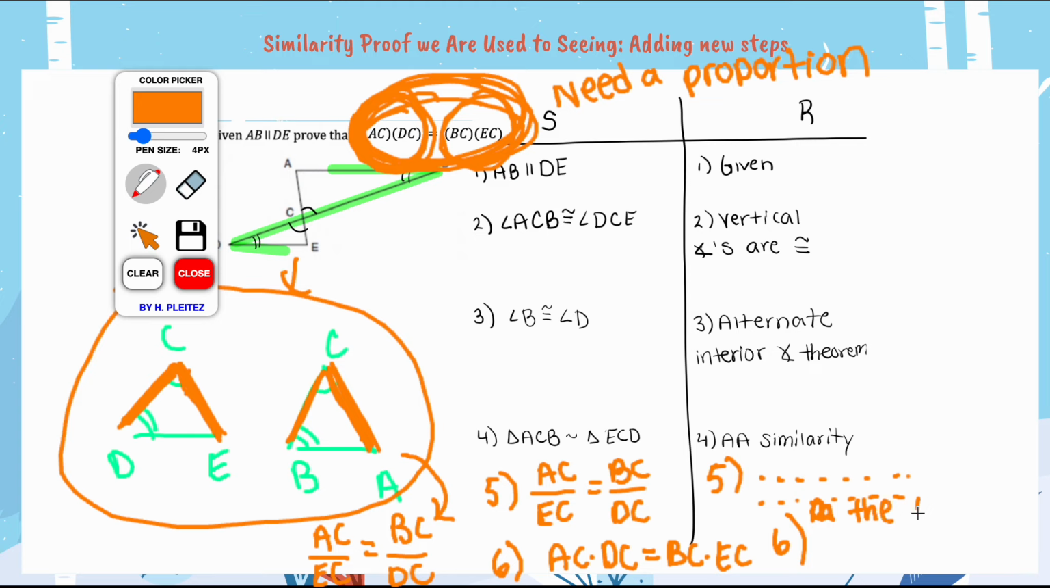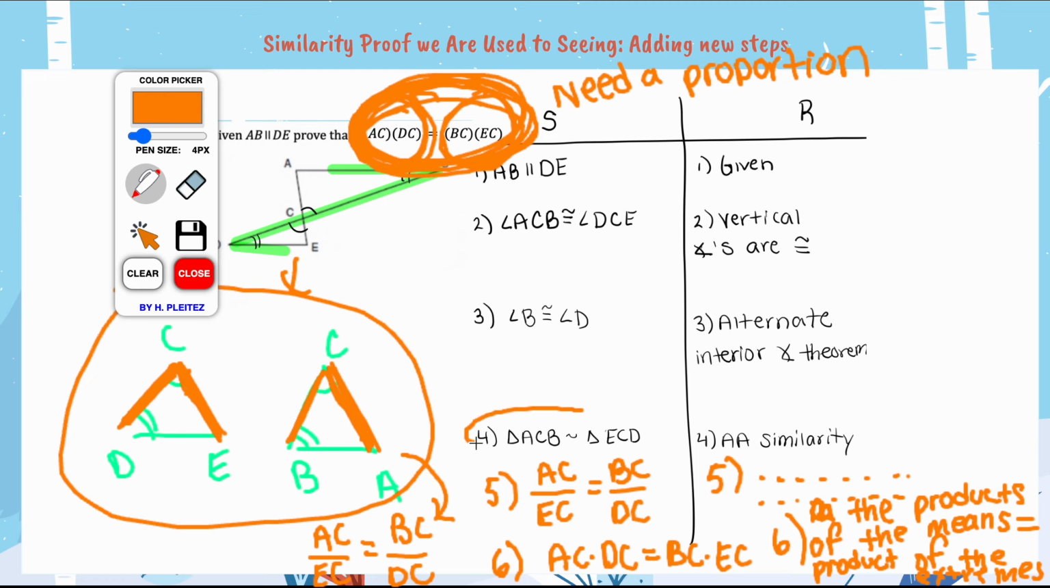it's the products of the means equals the product of the extremes. And again, it's a lot of word jumble, but you need to make sure you are writing this entire thing out. So again, with all of these proofs, what you need to do is just look at what you're trying to prove and work backwards.